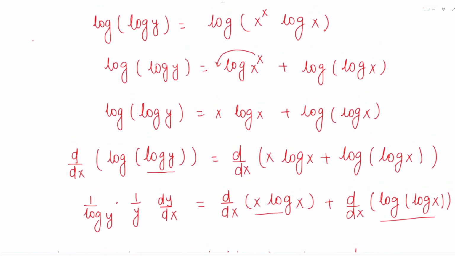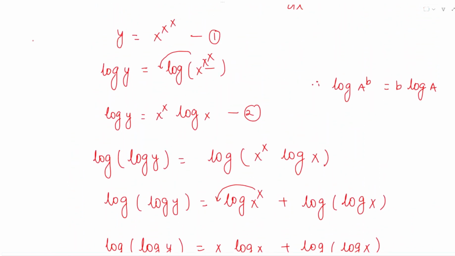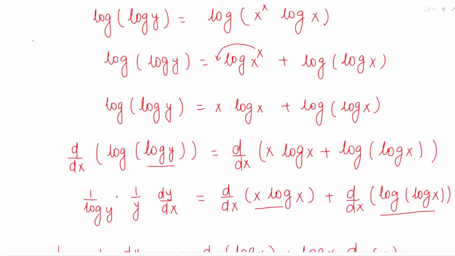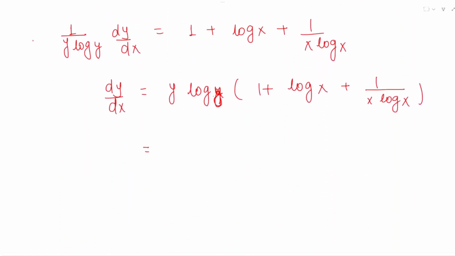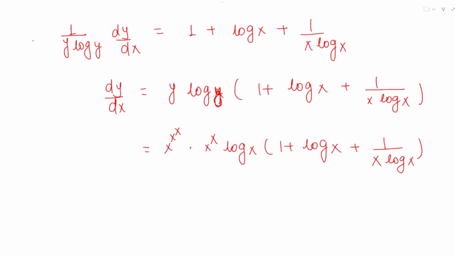Here this is our equation 1 and this is equation 2. Now substitute the values of y and log y, so we get the value of dy by dx. Y is x to the power x to the power x and log y is x to the power x log x, times 1 plus log x plus 1 by x log x. So this is our required answer of the given problem.